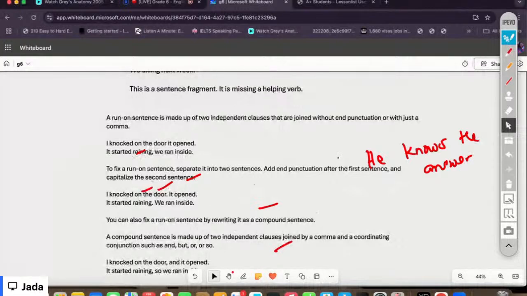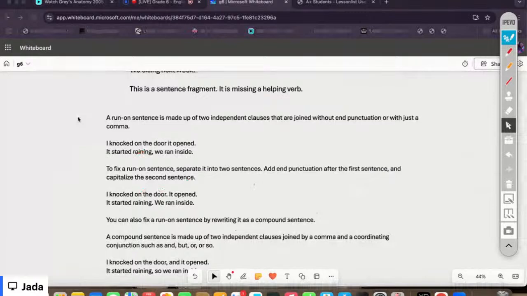All right, so we've done the complete sentence and we've also done the sentence fragments. Now we're moving on to a run-on sentence. A run-on sentence is made up of two independent clauses that are joined without end punctuation or with just a comma. For example: I knocked on the door, it opened. Those are two sentences joined without proper punctuation, so they need to be separated.